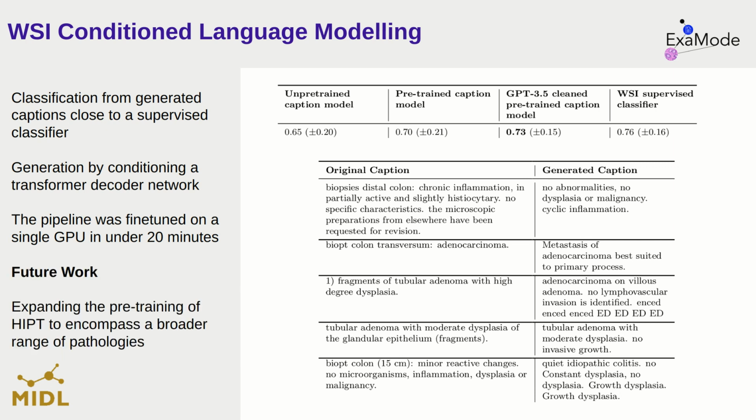I think that the logical next steps would be to expand the training of the hierarchical pyramid transformer to encompass more types of pathologies, and we need to validate our pipeline properly by testing more extensively and by using better ablations.